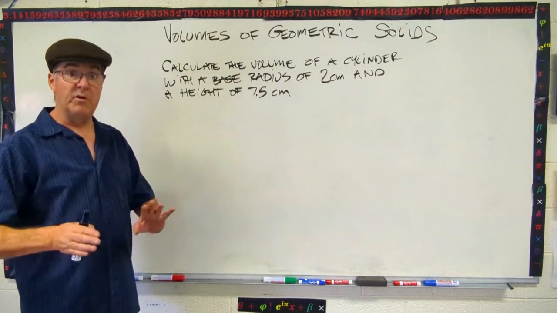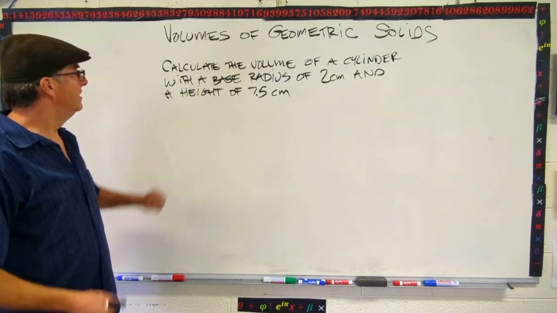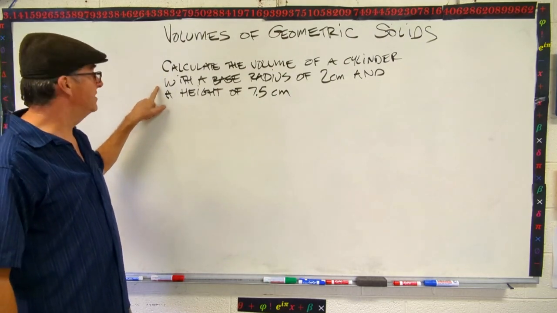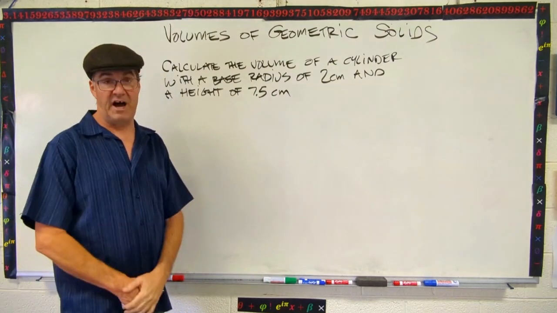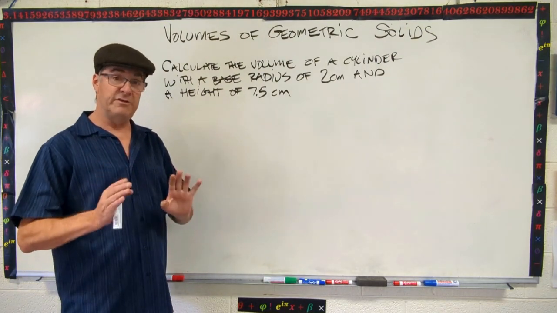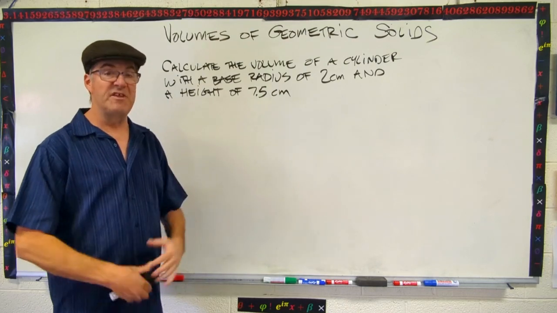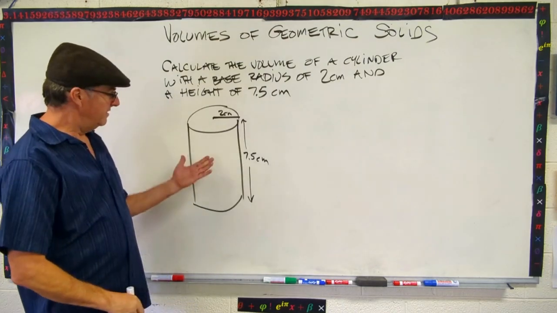Okay, here's a more simple, more straightforward calculation for you. Calculate the volume of a cylinder with a base radius of 2 centimeters and a height of 7.5 centimeters. So what I want you to do now is pause the video and draw that picture and label the distances that you know. All right, this is what I get.